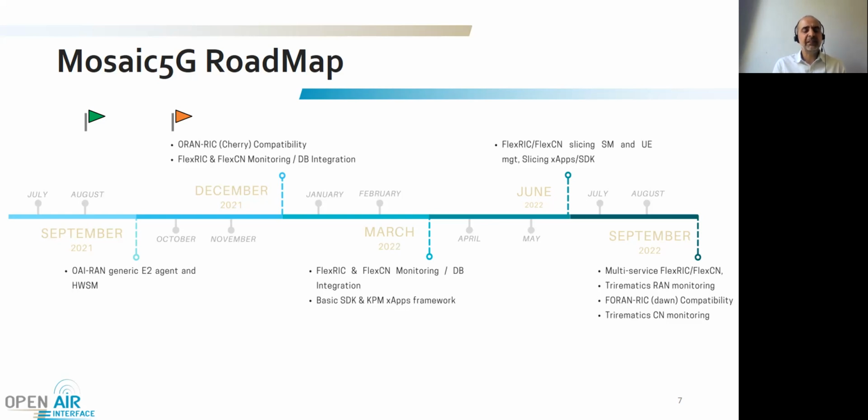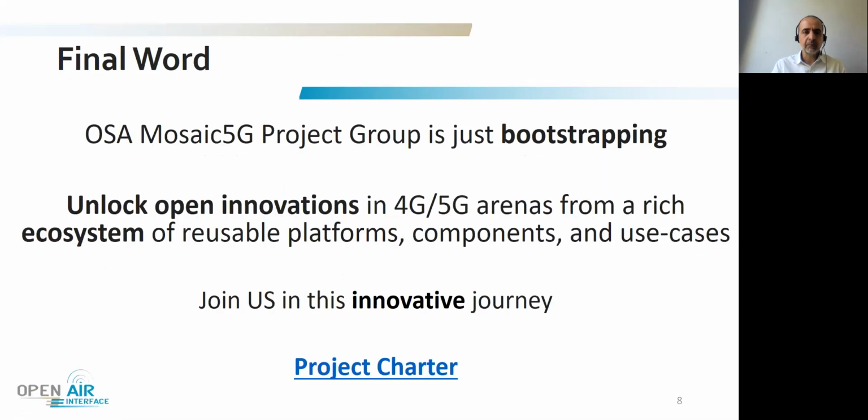We also have the basic version of the FlexRIC and FlexCN, which as of today is only able to perform the monitoring of the RAN 4G and 5G. We plan to extend this to certain control and provide a feature-rich SDK for the xApps, provide new service models such as slicing, such as traffic control, and orchestrate and manage all of those through Triaromatix.